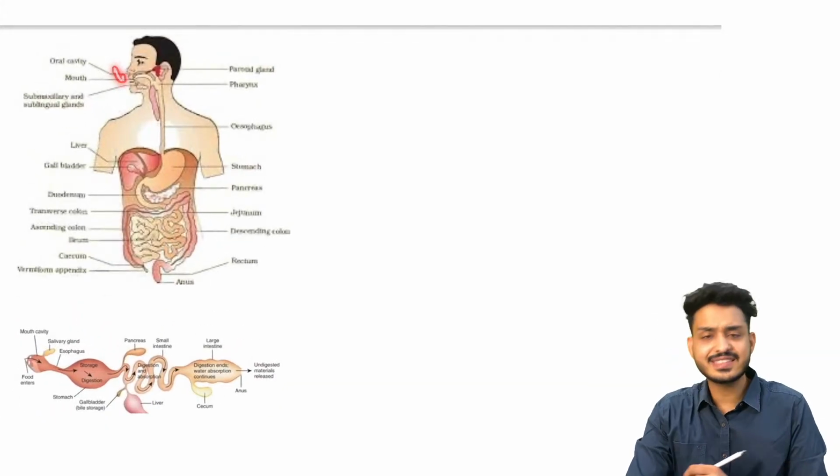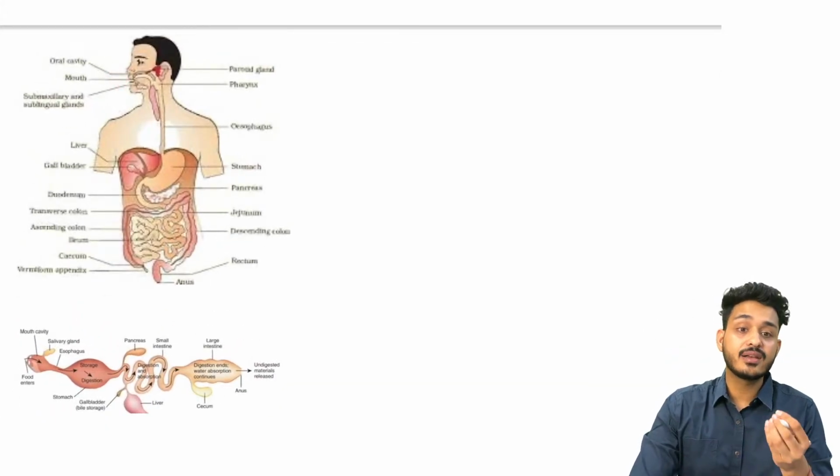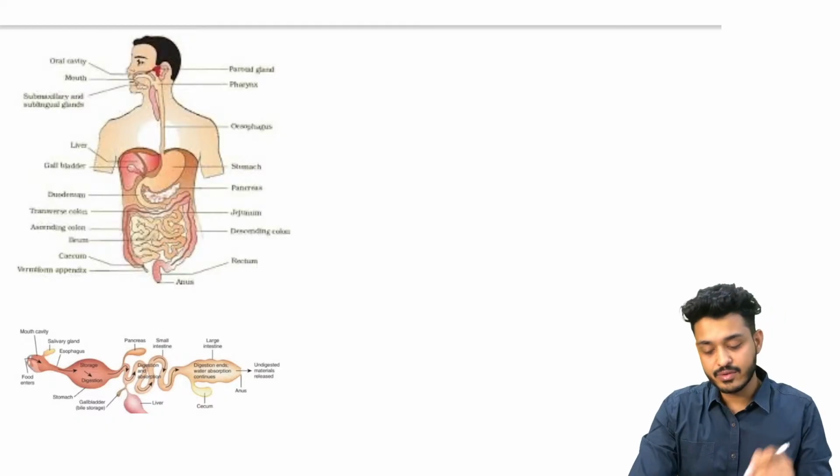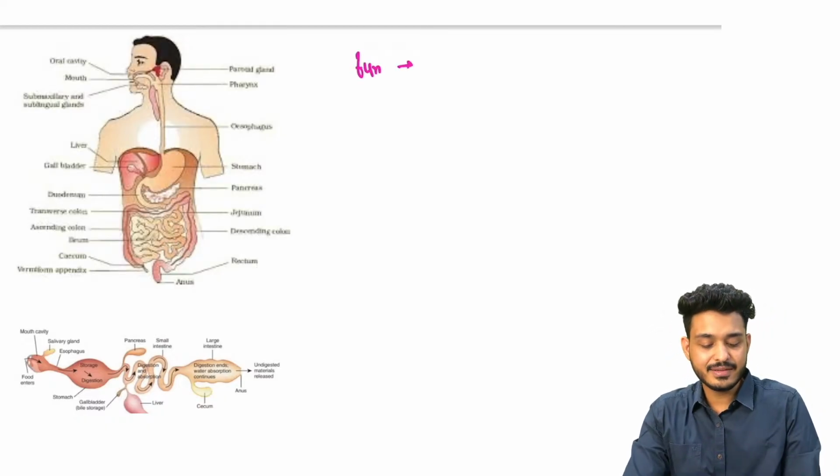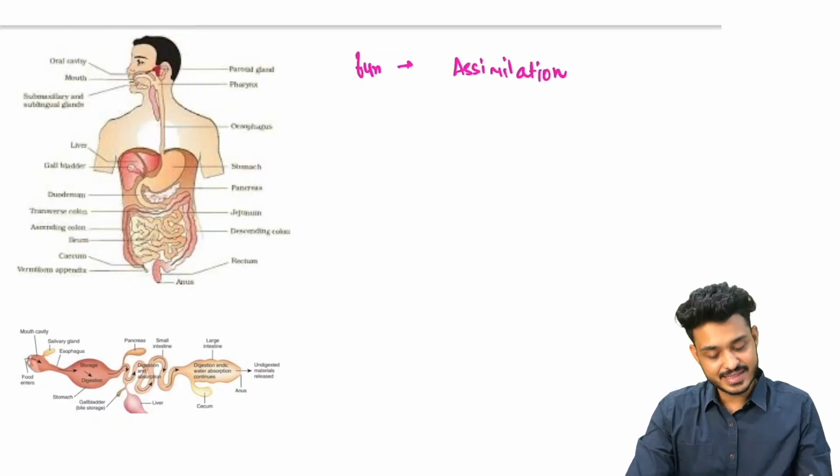So we are having this alimentary canal. Alimentary canal means opening of mouth till ending of the anus, right? What is the function of GIT? Function of GIT is assimilation. If our basics are clear, it will be very easy, right?